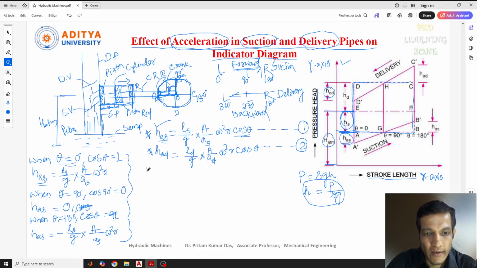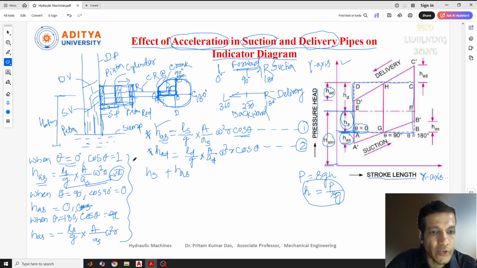So what we'll get here, we need to consider HS plus HAS, because at the beginning of the suction stroke, theta is how much? 0 degree. At the beginning of the suction stroke, what is the theta value here? 0 degree. Correct. So at 0 degree, what is the value of HS? If you see, some positive value we got here.